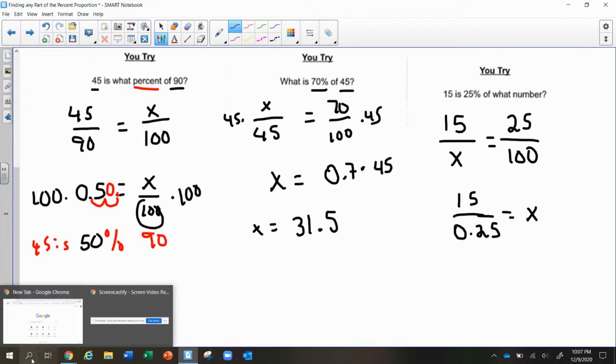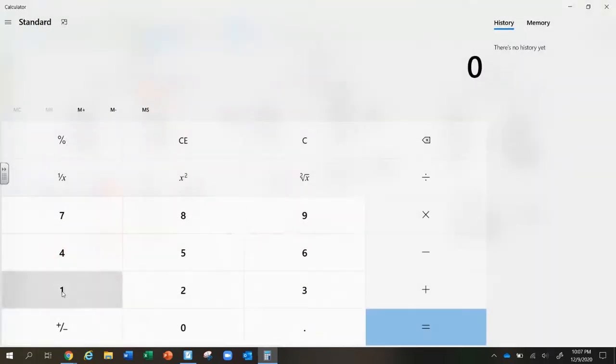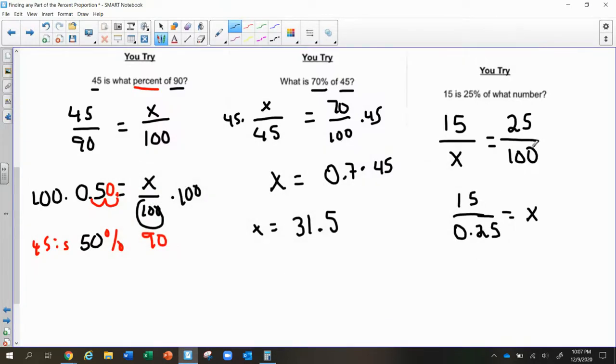And if you don't believe me, we would do 15 divided by 0.25, and that equals 60, right? And so thinking of this as a fourth, we could find other equivalent fractions to 1/4, and 15 over 60 is an equivalent fraction to a fourth. So 15 divided by 0.25 is 60. So 15 out of 60 is the same as 25 out of 100. So 15 is 25% of what number?